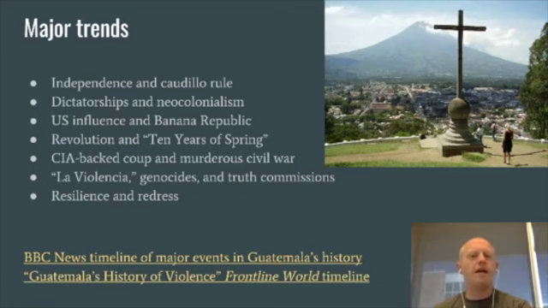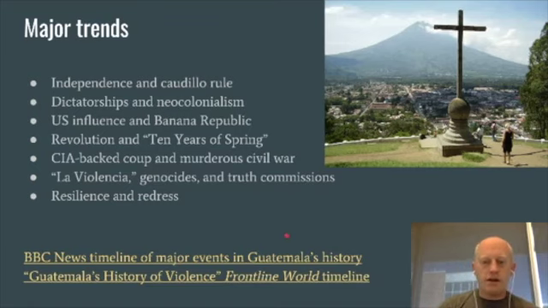In 1954, that all came to an end with a CIA-backed coup that ushered in a murderous civil war, which lasted for over 36 years. I mean, the civil war is counted from different starting points depending on who's studying it, but it didn't end officially until 1996. And there are still remnants of that issue of the violence that continue in Guatemala today. So those are the last couple of issues that we'll finish with.